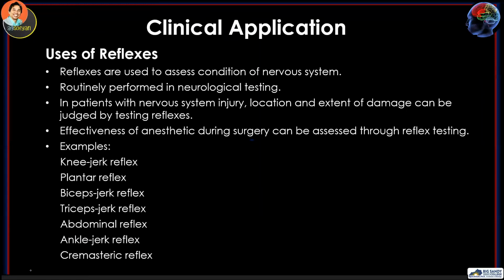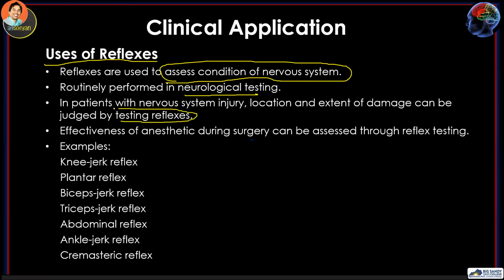Some clinical applications for reflex. The uses of reflexes: reflexes are used to assess conditions in our nervous system, routinely performed in neurological testing. In patients with nervous system injury, the location and extent of damage can be judged by testing these reflexes. The effectiveness of anesthetic drugs during surgery can also be assessed through reflex testing.